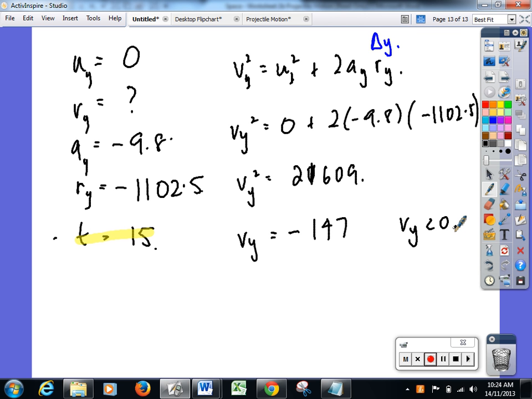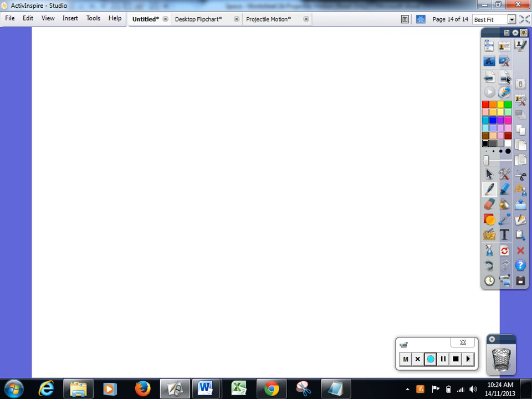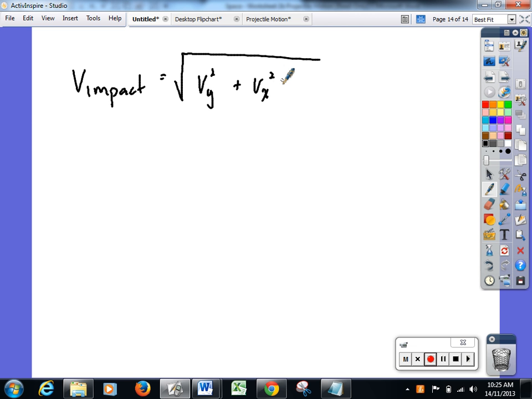So if you're ever finding Vy here, you've got to use common sense, because when you square root, you will get a plus and minus value at this stage, and you say, okay, am I on the way up or am I on the way down? Right, so I've now got Vy. I want to find V on impact. Well, V on impact would equal the square root of Vy squared on impact plus Vx squared on impact.